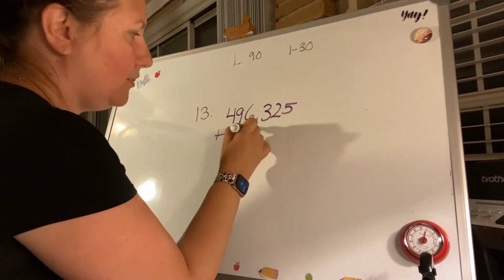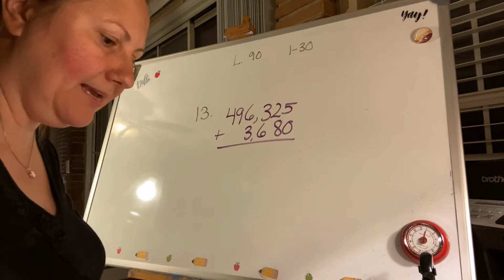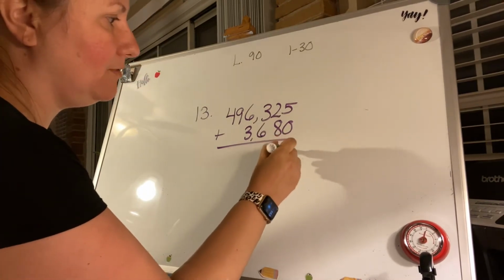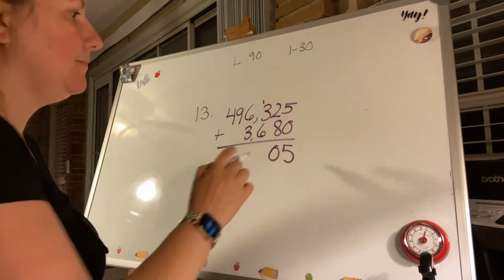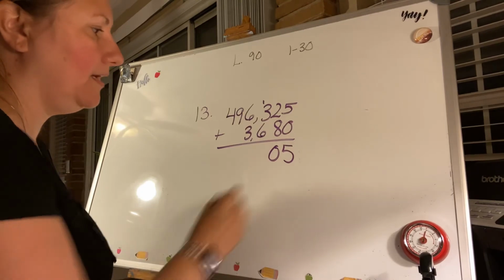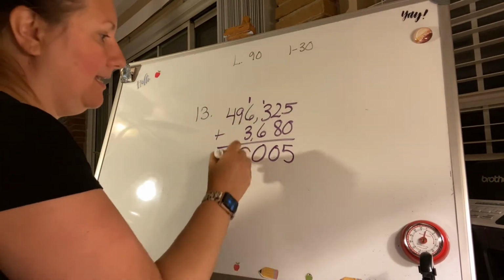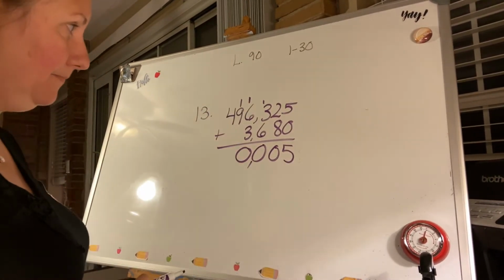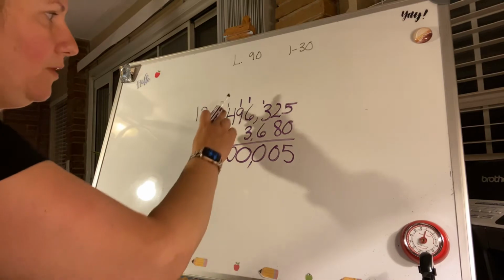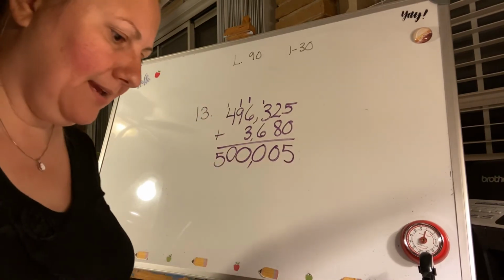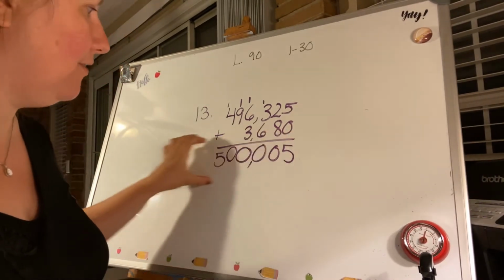So number 13 is 496,325 plus 3,680. Watch that you put it in the right place. Just adding these together, 5 plus 0 is 5, 2 plus 8 is 10. See what I did? 6 plus 3 is 9, plus 1 is 10, and 6 plus essentially 4 makes 10 again. I'm going to remember my comma. 9 plus 1 is 10, and above the 4 I put a 1. 1 plus 4 is 5. And all together I have 500,005 as my answer, and this is the part you'll highlight.